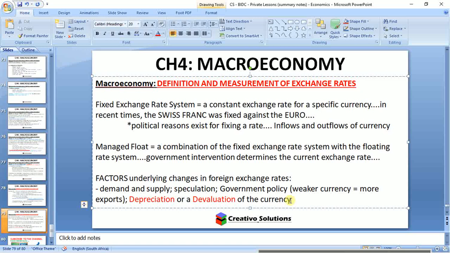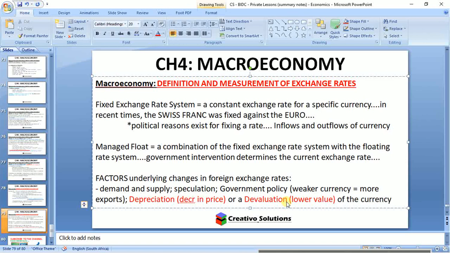Just to read it: a decrease in the international price of a currency caused by market factors. That's depreciation. So depreciation, brackets, decrease in price. Simple. Devaluation: a decision by the government to lower the international price of the currency. See, lower value. We're actually going to be making our currency worth less, rather than just decreasing the price.